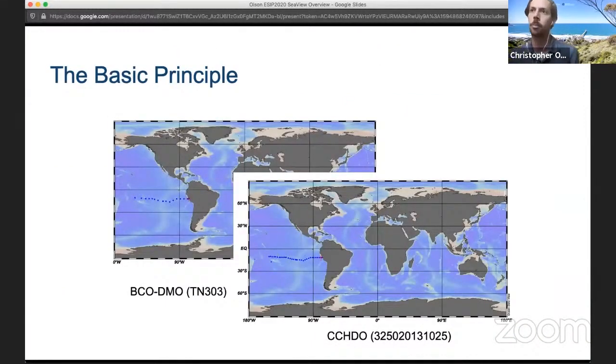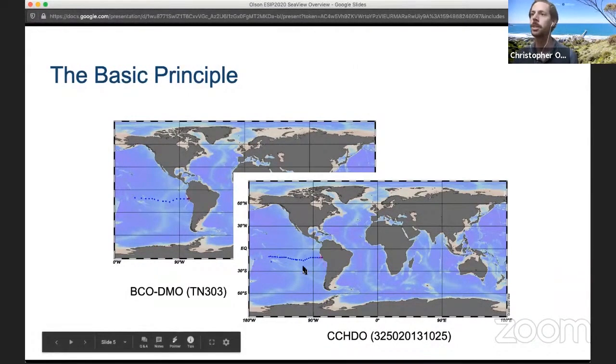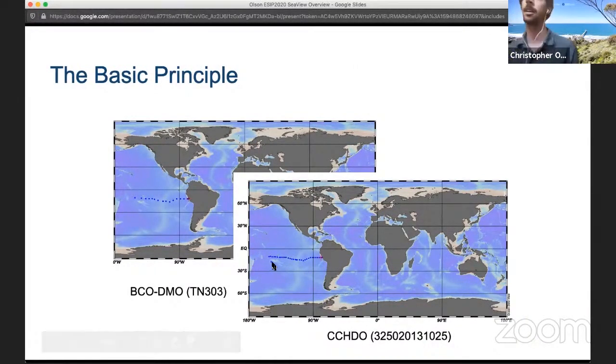So here's the basic principle. We're looking at two data sets here, one from BCO-DMO, who refers to this cruise as TN303, and CCHDO, which identifies it with this cruise identifier. When we plot it up, we can see it's clearly the same data, but is treated completely separately in the two different data centers. So the basic principle is just to take data like this and combine it in ODV.